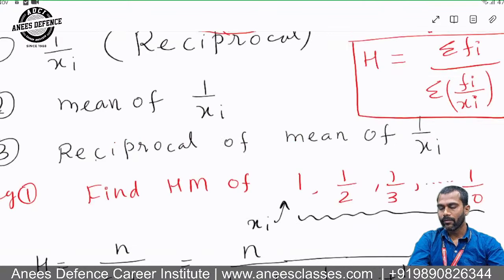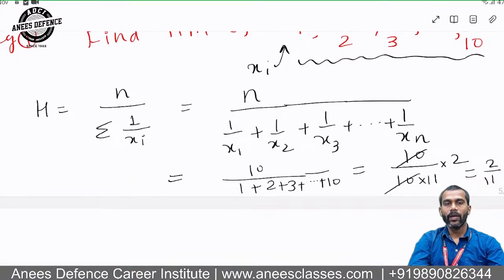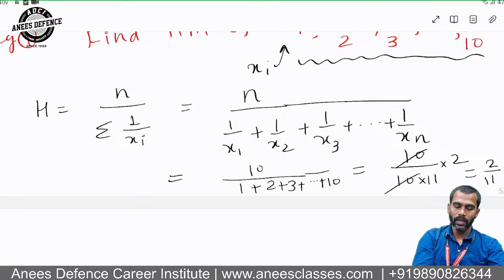What we have to do? We have to just reciprocate every term and apply the formula n divided by the sum of the reciprocals of all the observations. Understood? Okay. Next example.